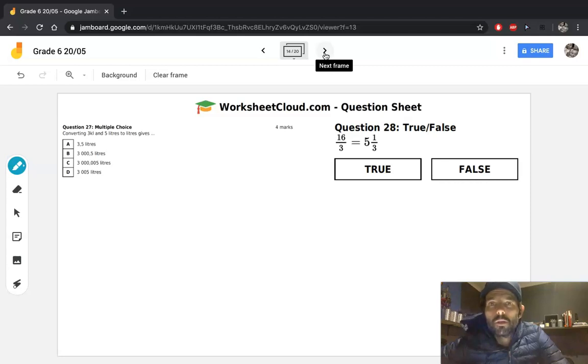Question 27 is a conversion question, and here they want you to convert 3 kiloliters and 5 liters to give us how many liters? Okay, so testing a few things here. You can see it's for 4 marks. So we need to convert, let's convert the kiloliters to liters first. So remember that kilo means 1,000. So 3 kiloliters is 3,000 liters.